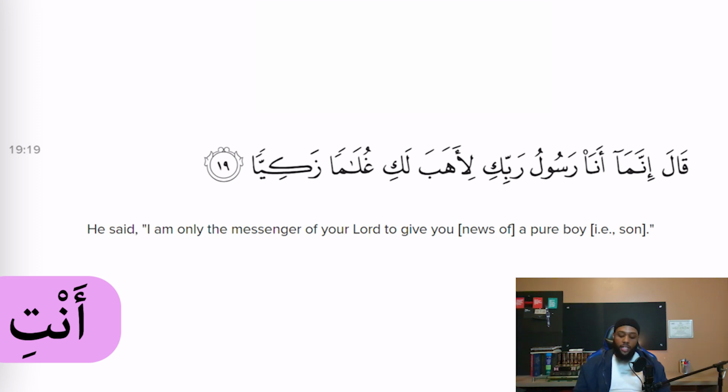Qala, he said, innama. And innama is used to make something exclusive. In other words, only, right? Innama, and this is the pronoun that we're going to take a look at. Ana, meaning I, right? First person. Innama ana, I am only Rasulu Rabbiki. I'm sure all of you know how to identify this fragment here. A messenger. Rasulu, and Rabbi has connected to it the attached pronoun form of anti.